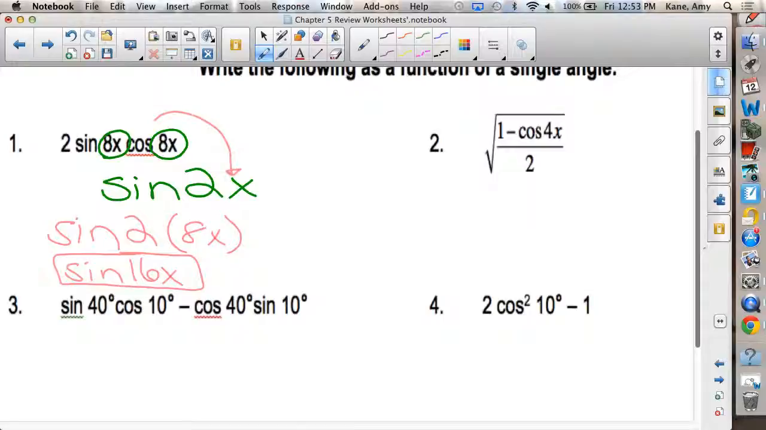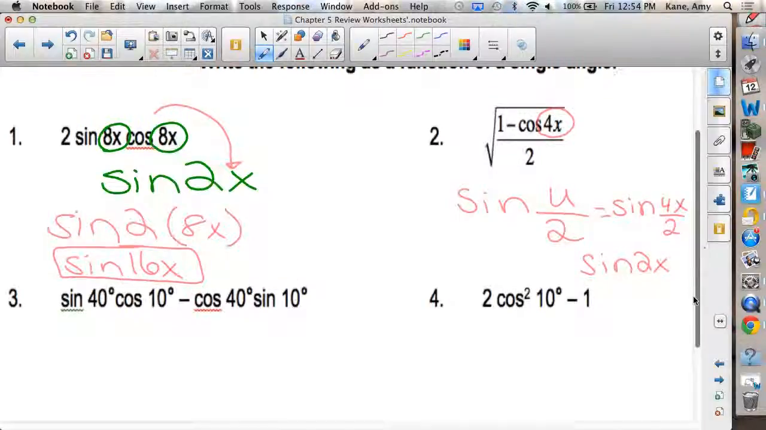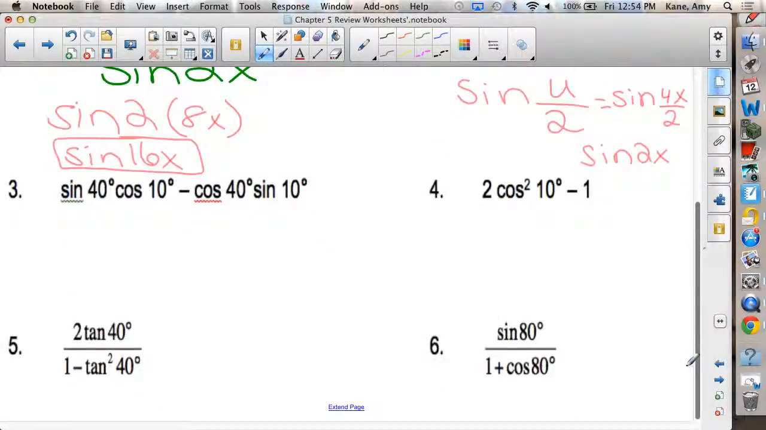So the next one, we have the square root of 1 minus cosine 4x over 2. What formula does that look like? Abigail? Sine u over 2. So that looks like the sine of u over 2, which is the sine of the half angle. So take the angle they're giving you and plug that in for u. And then that becomes the sine of 2x. Again, that's it.